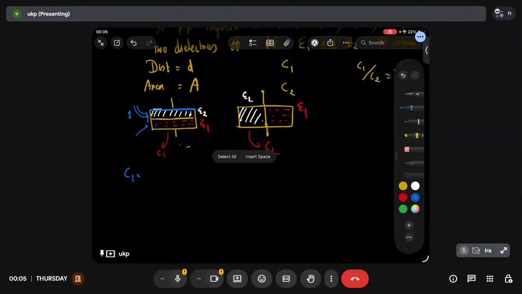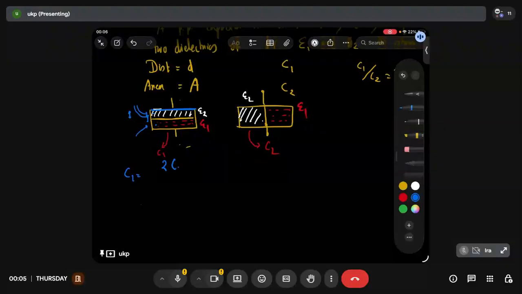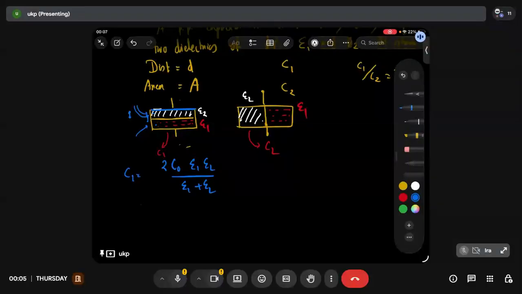Okay, a epsilon naught by d, I am making that part C naught, all right? Then the rest of the part will be 2 times C naught into epsilon 1 epsilon 2 by epsilon 1 plus epsilon 2. Anyone confirm me once? Is this coming? Yes, sir. That part a epsilon naught by d is C naught. Clear? What about this one, guys? Good, let's go for the other one.